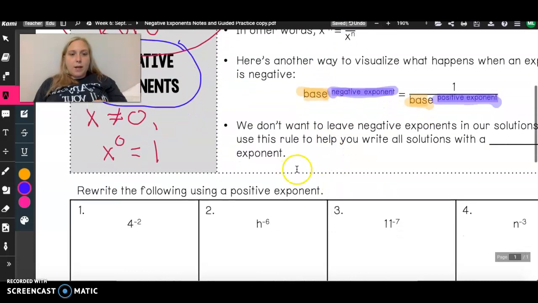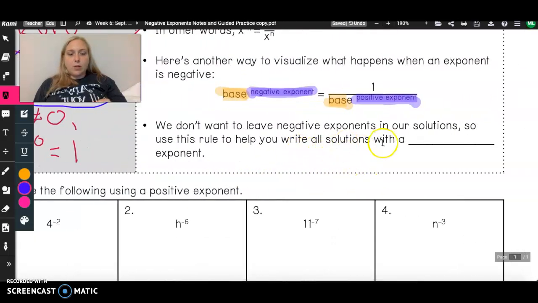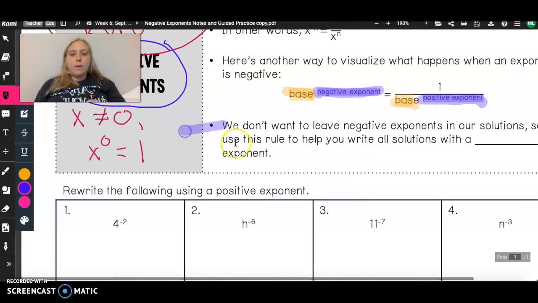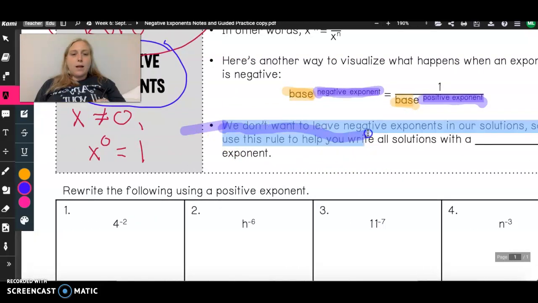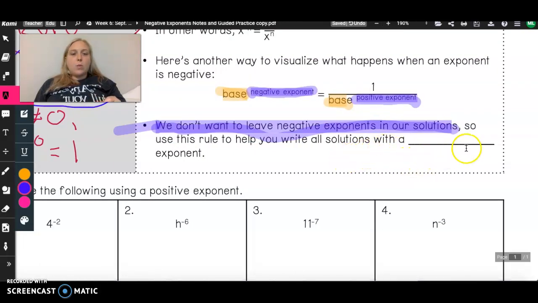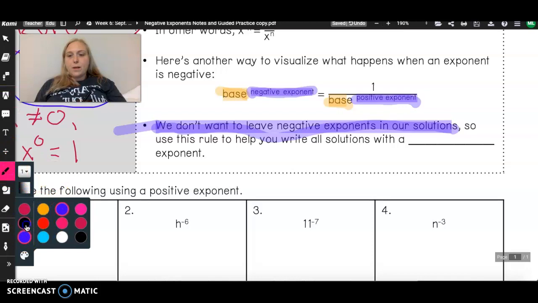We don't want to leave negative exponents in our solutions anymore, okay? So from here on out, we're done seeing negative exponents. We use all the rules, and then when we have a negative exponent at the end, we make sure we take care of that last. So we don't want to leave negative exponents in our solutions at all, okay? So we're going to use this rule, like I said, at the very end when we're simplifying our exponential expressions. Use this rule to help you write all solutions that have a negative exponent.